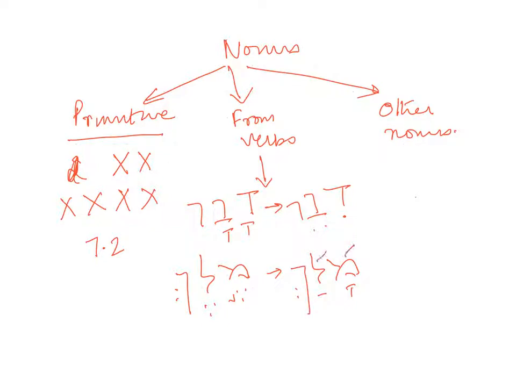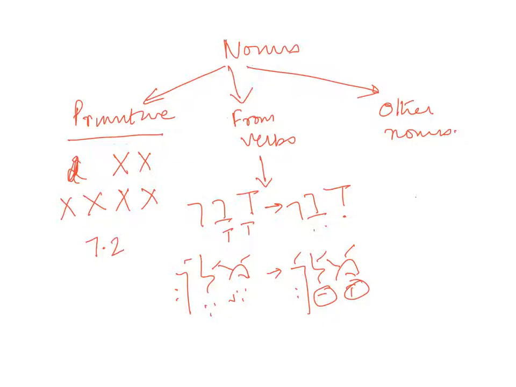You will notice that the roots are the same. The vowelling differs, and the difference in the vowelling is what determines the difference between a verb and a noun in Hebrew. So if it's malak, then it is a verb. If it's melek, it is a noun. Although the roots are the same, mem, lamed, and kaf, they are derived from that.